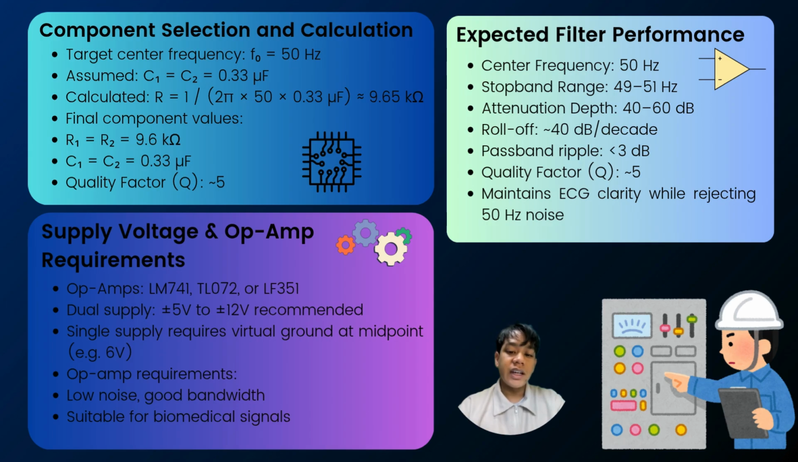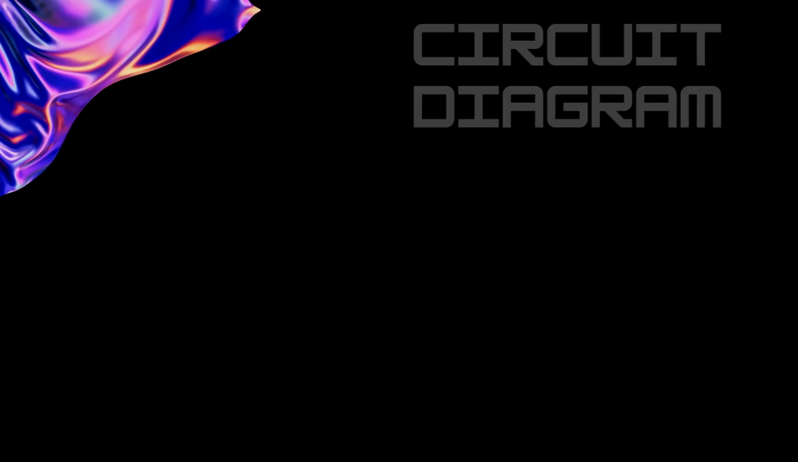And the expected filter performance has a center frequency of 50 Hz, a stop band range of around 49 to 51 Hz, attenuation from 40 to 60 dB, roll-off of 40 dB per decade, passband ripple of less than 3 dB, and a quality factor of 5, and it maintains ECG clarity while rejecting 50 Hz noise. Move on to the circuit diagram.